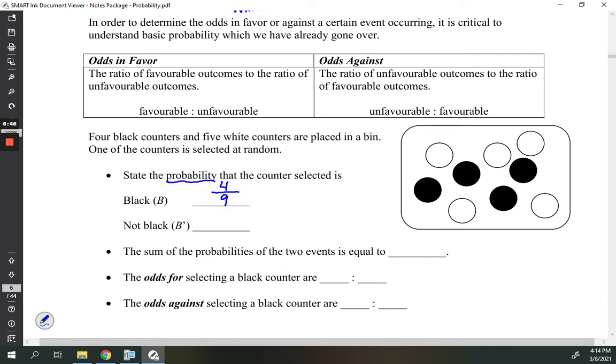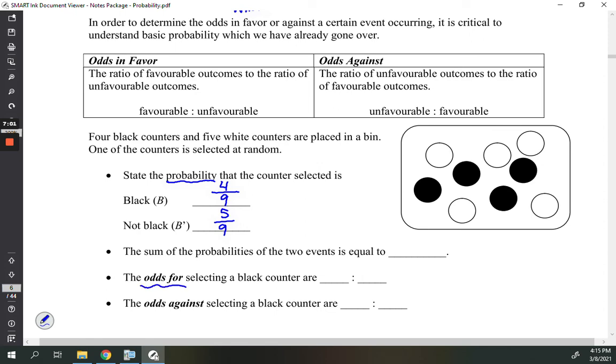Probability of not black, we could do it one of 2 ways. I could actually count. There's 5 counters that are not black out of 9. Or I know if there's 4 that are black out of 9, the remaining 5 have to be not black. So I could have used my answer from above.